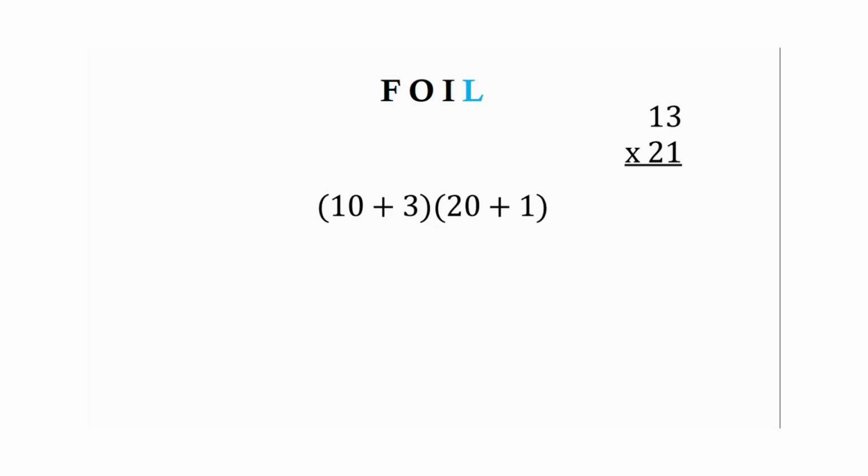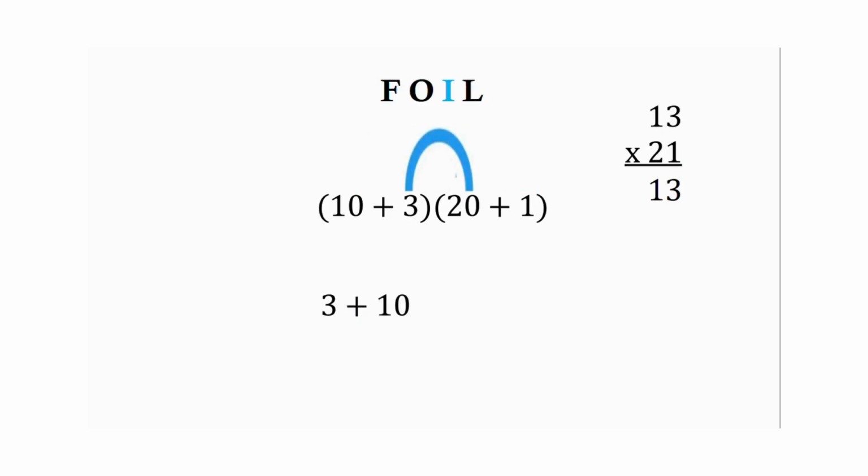We're going to do it in a different order, starting with the last. 3 times 1 gives us 3. And over here on the column method, you can see we start with 3 times 1, and that will give us 3. Then we do the outside, which is 10 times 1, which gives us 10. In the column method, you can see we have a 1 in the tens column, so that's really a 10, times a 1 in the ones column. So this is the same thing as 10 times 1, and it gives us 10 there.